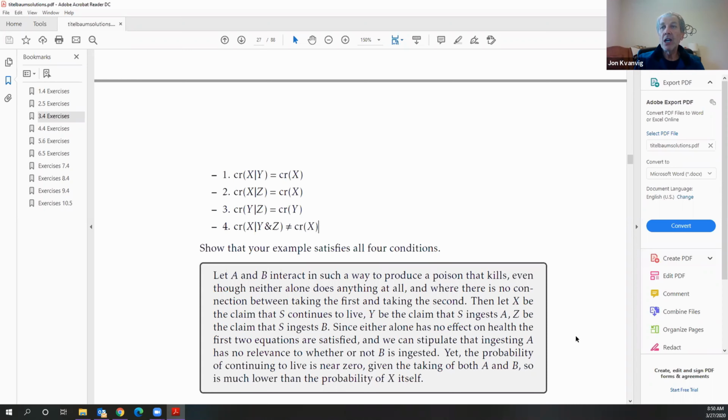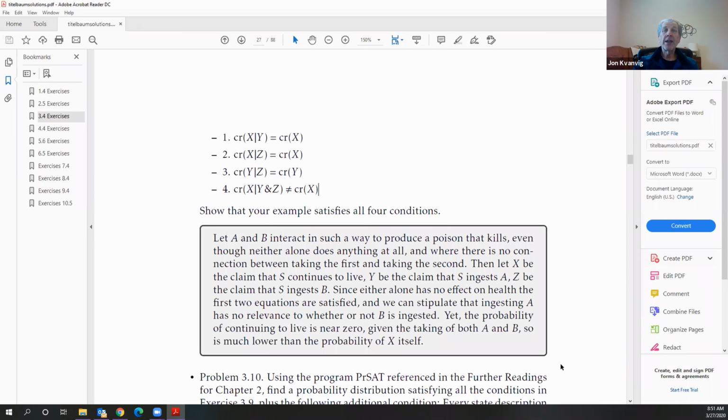Since either alone has no effect on health, the first 2 equations are satisfied. Continuing to live is independent of consuming A by itself. Continuing to live is independent of consuming B by itself. And consuming A is independent of consuming B. We stipulated that up front. Yet the probability of continuing to live is near 0. Maybe it is 0, given the taking of both A and B, so it's much lower than the probability of X itself. Okay, so pairwise independence isn't sufficient for complete independence across groups of 3 or more.